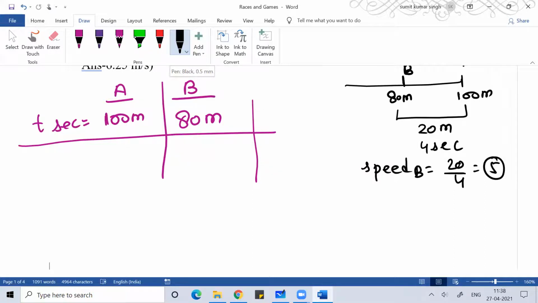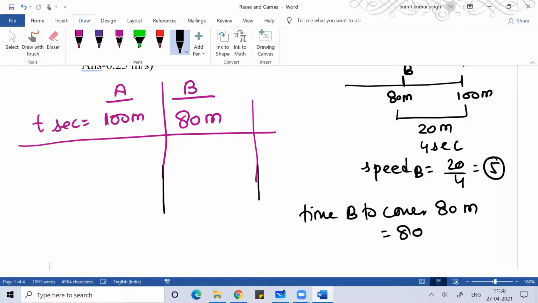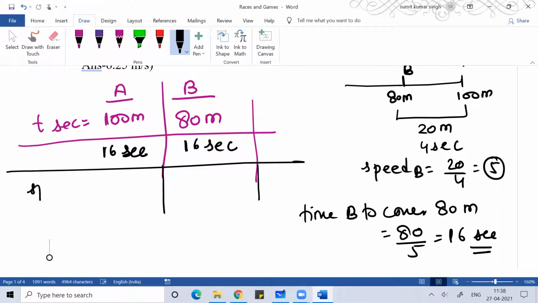So how much time has B taken? You know the speed of B is 5 meters per second. So how much time would B have taken to cover 80 meters? That would be 16 seconds. So in 16 seconds, B has covered 80 meters, which means in 16 seconds A has covered 100 meters. So what is the speed of A? The speed of A would be 100 by 16 meters per second. You solve it and get 6.25 meters per second.